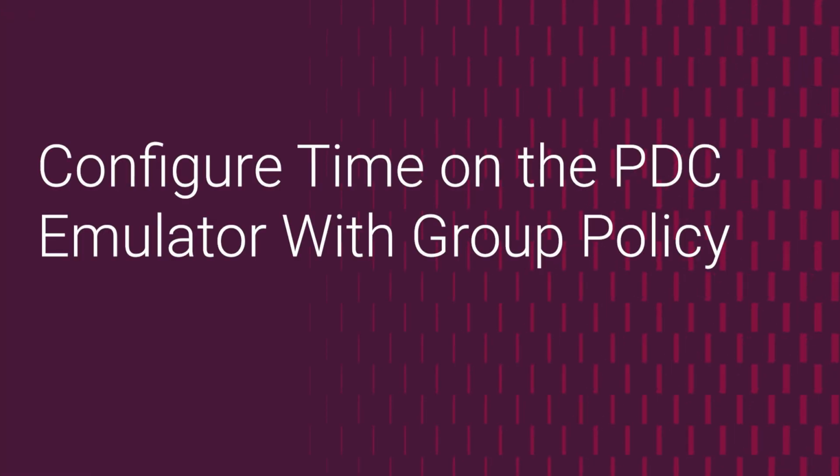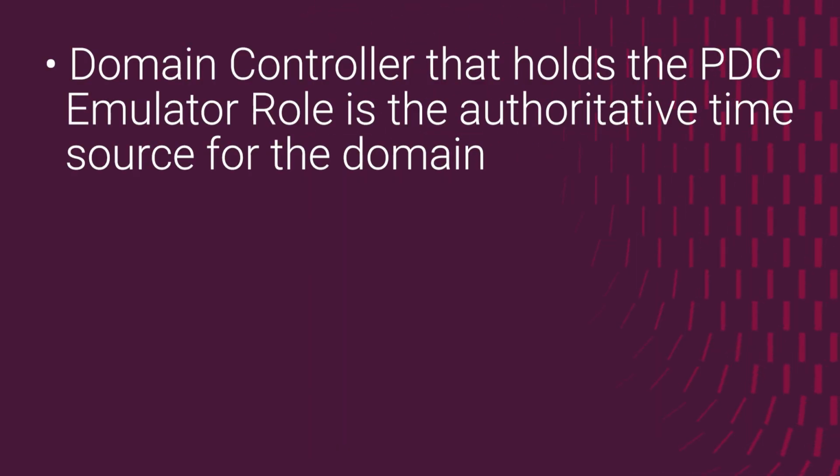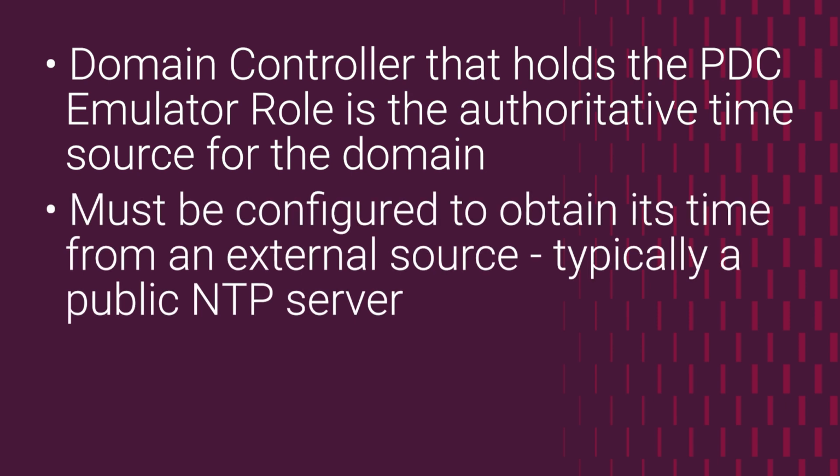I'm a principal engineer with Dell, and today I'm going to talk about configuring the Windows Time Service on the PDC emulator using group policy. As you're most likely aware, the domain controller that holds the PDC emulator role is the authoritative time source for a domain, and therefore it must be configured to obtain its time from an external source, which is just any time source outside the domain. In the forest root domain, this means a source that's outside the forest, typically a public NTP server.